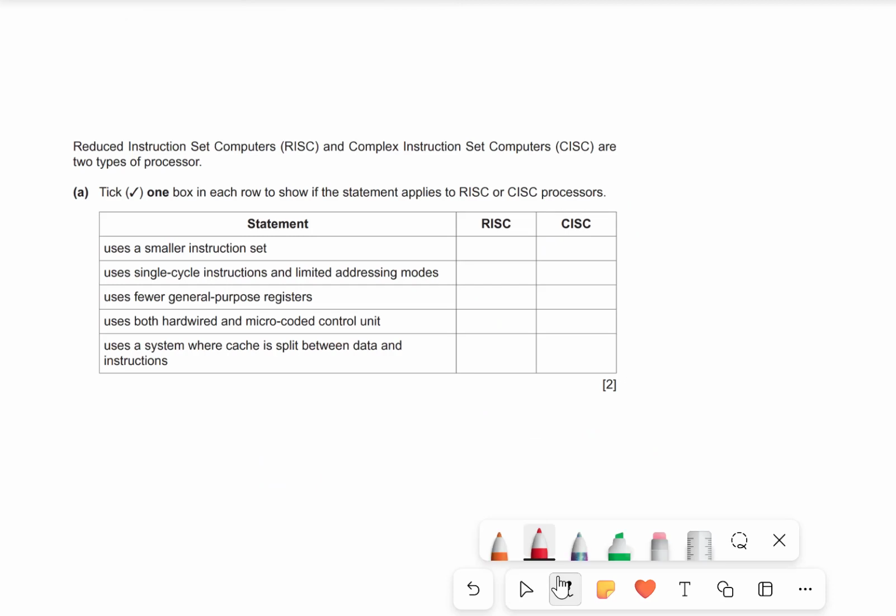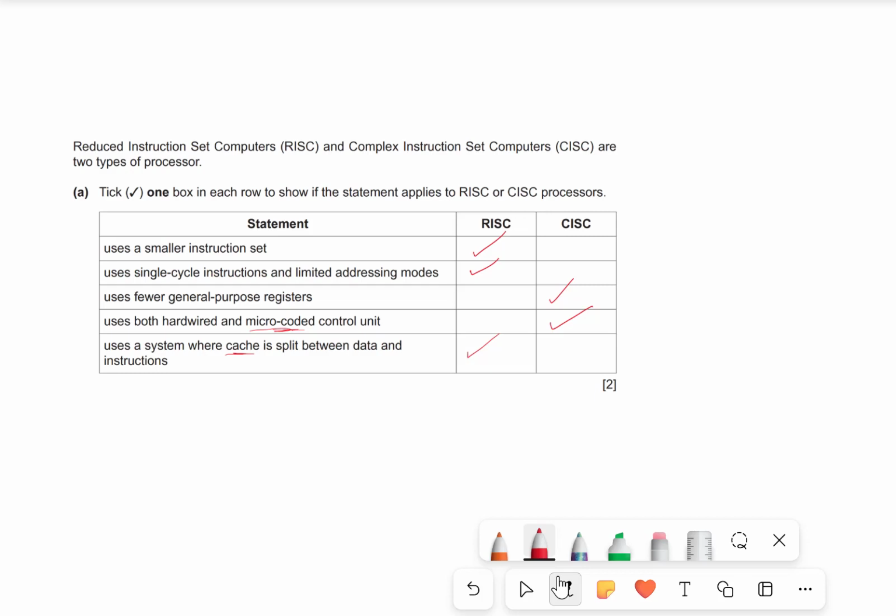So let's go through this table. Pause the video, give it a go yourself first. Alright, we know what uses a small instruction set, RISC. We know what's done in a single instruction, and it also has limited addressing modes, RISC. What uses fewer registers, CISC. What uses both hardwired and microcoded, that means it can be programmable, CISC. Now, this next one, I did mention for CISC, it uses a cache more, but I'm now going to talk to you very quickly about what this means, split between the data and instructions, which is RISC, by the way.